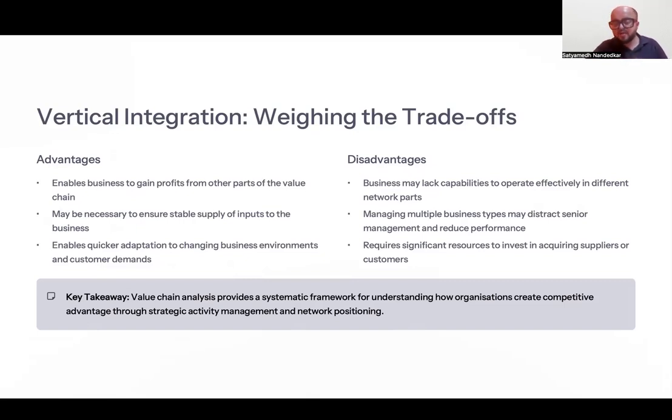The disadvantages, of course, might include the fact that you don't have enough funds to indulge in these activities, or you don't have the capability to operate effectively in these different networks. You don't have the skill sets, or managing multiple businesses could prove a source of distraction, because you're putting your attention in multiple areas and losing track of your core competency. So of course these challenges are there, but appointing professional managers can help take some burden off your head.